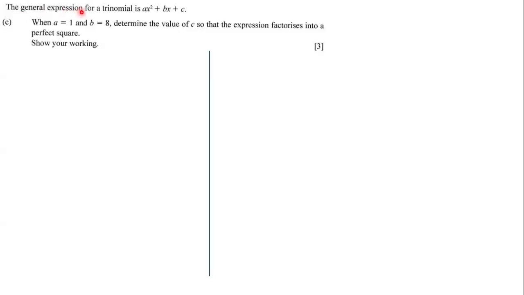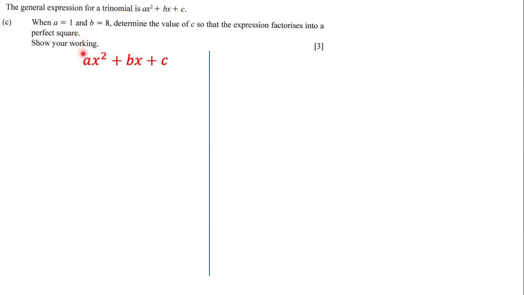The general expression for a trinomial is ax squared plus bx plus c. When a is equal to 1 and b is equal to 8, determine the value of c so that the expression factorizes into a perfect square. Show your working. And so here we have ax squared plus bx plus c.